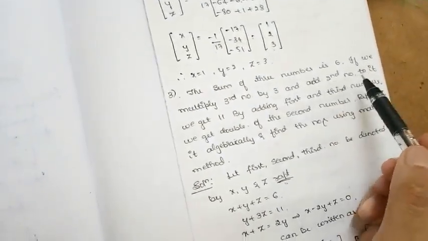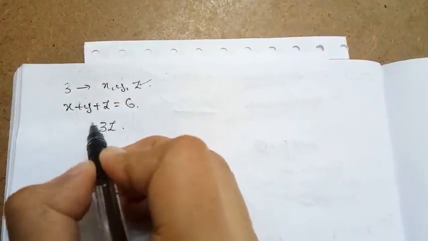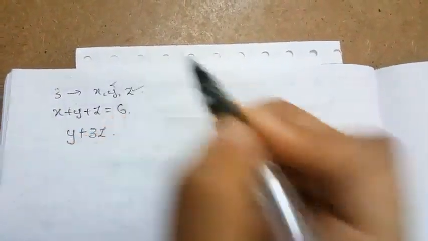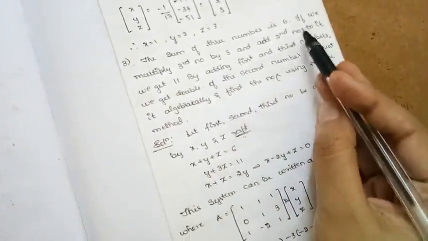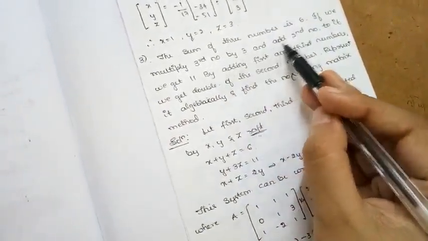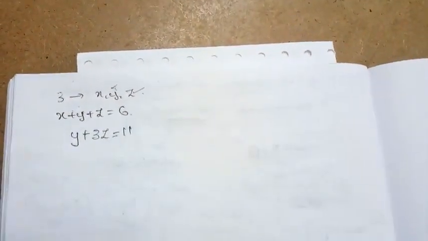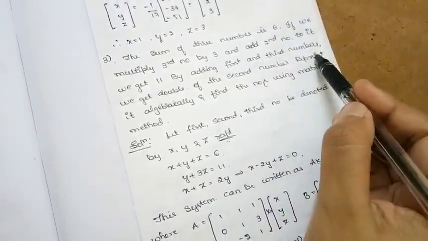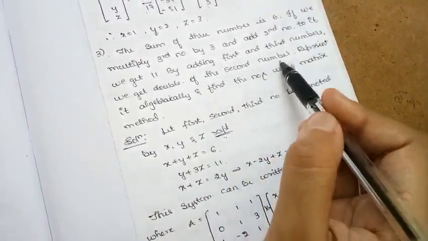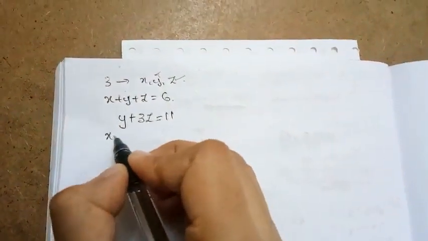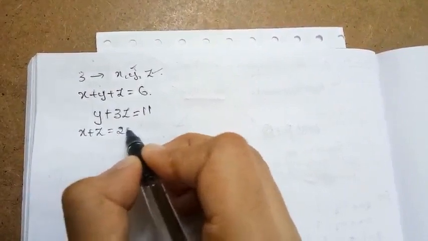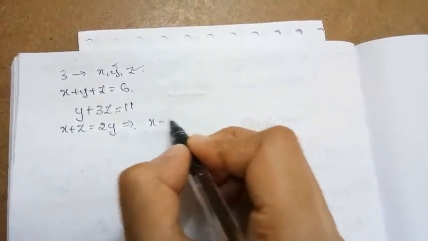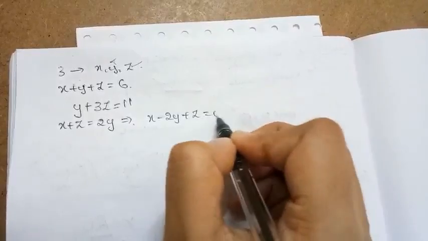3z. And later they say, and add the second number to it. For this I am going to add the second number, which is y, and the result is equal to 11. What about the next statement? They are saying, by adding the first and third numbers, we get double the second number. That is x minus 2y plus z is equal to 0.